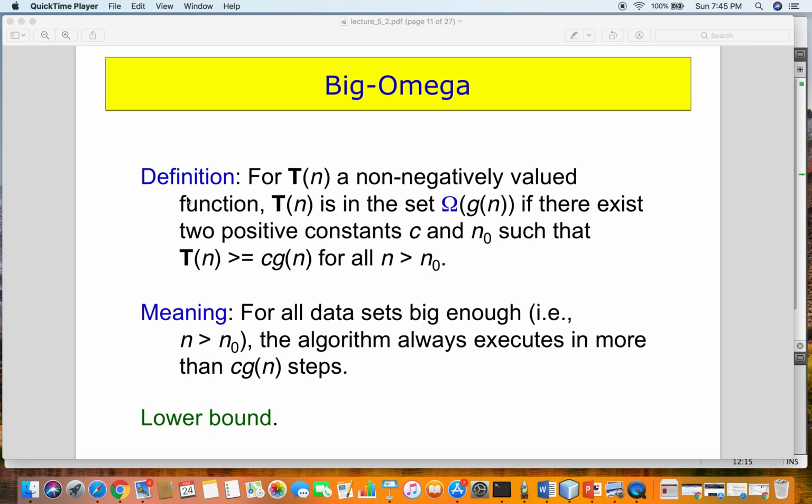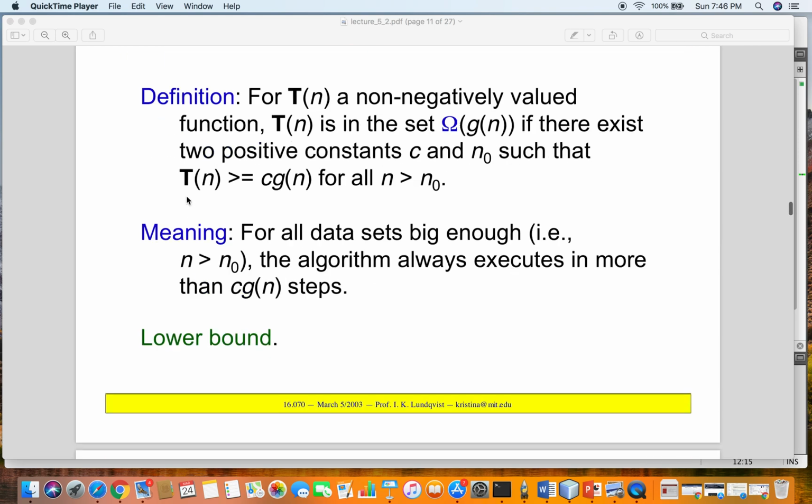So the meaning is, for all data sets big enough, the algorithm always executes in more than c g(n) steps. So big omega is the lower bound, therefore for all data sets big enough, the algorithm always executes in more than c g(n) steps. Right, so this is the lower bound.